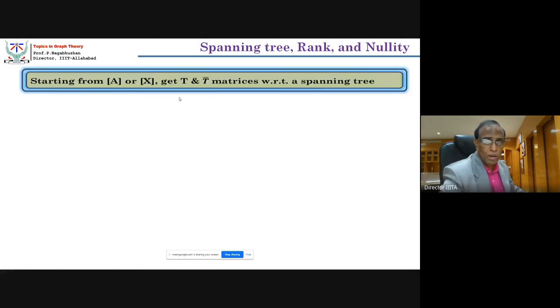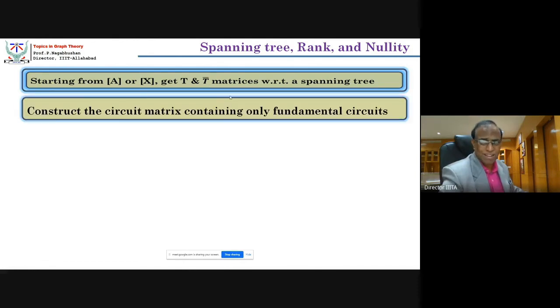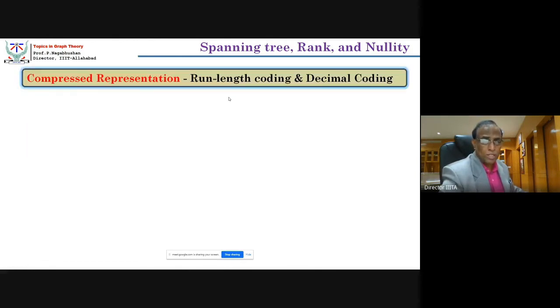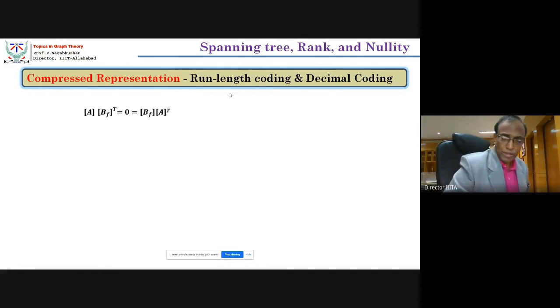Now, starting from the A matrix or X matrix, you should get the T and T complement matrices with respect to the spanning tree. These are all the assignments. Now, naturally, I want you to think of a compressed representation of all these matrices. You have known the incidence matrix. You have constructed the matrix of fundamental cycles. If you take the transpose of that matrix and multiply, it becomes 0. Why? And can this be used as a condensed, compressed representation for representing a graph? That's what you have got to explore.